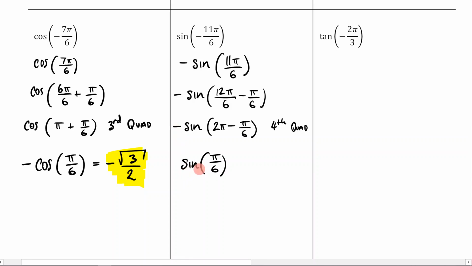So now I just need to figure out what is sine π/6, which I know is just going to be a half. Again, if you're struggling to get that exact value, you can just use your special triangle.